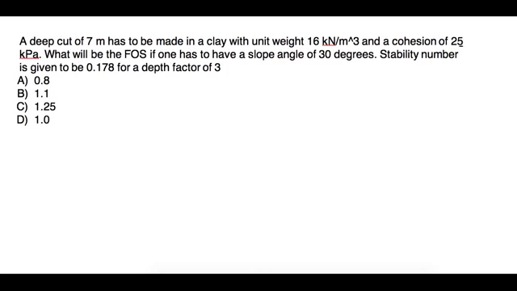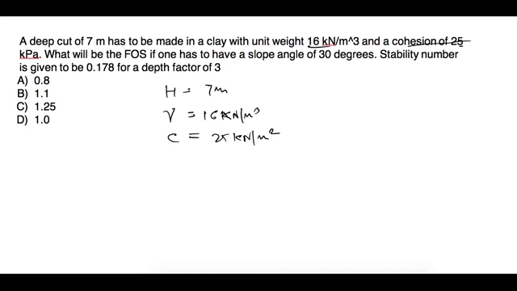Let's see some previous year GATE questions from stability of slope analysis. The first one is a deep cut of 7 meter has to be made in a clay with unit weight of 16 kilonewton per meter cube and a cohesion of 25 kPa. So what is given? Depth of cut is given, that is 7 meter. Unit weight of clay is given, that is 16 kilonewton per meter cube, and cohesion is given as 25 kilonewton per meter square. What will be the factor of safety?